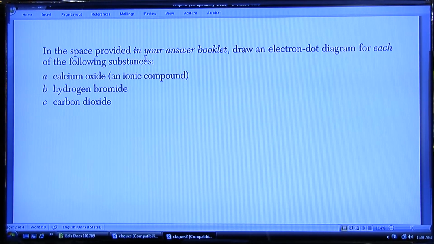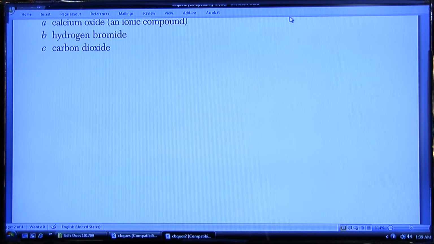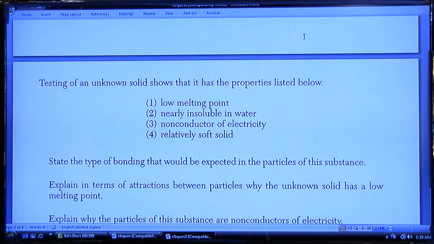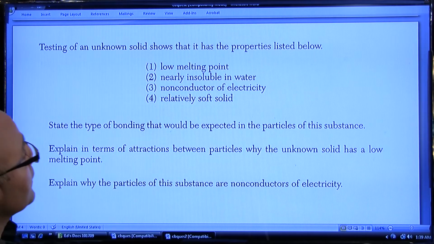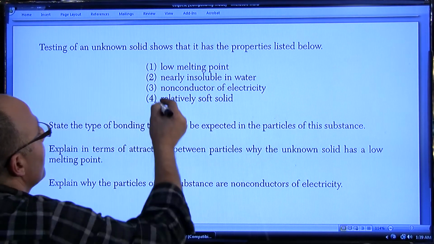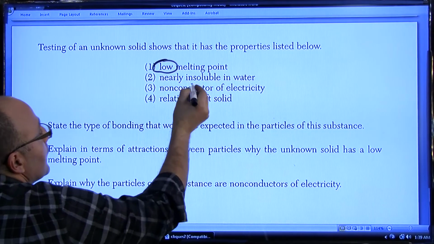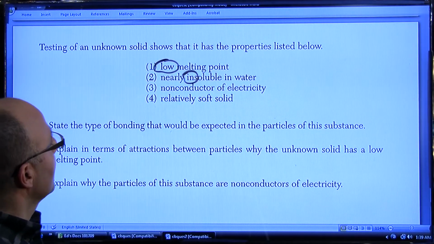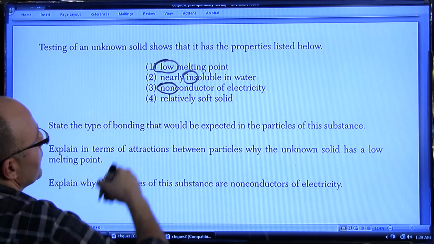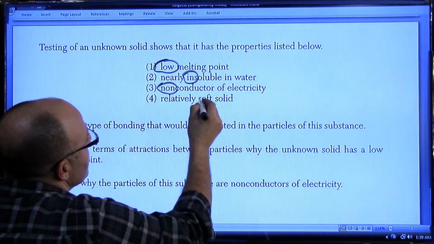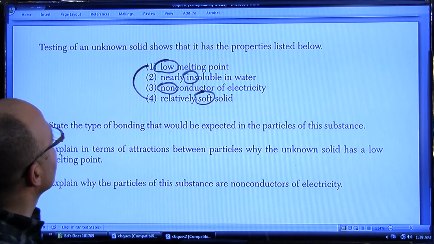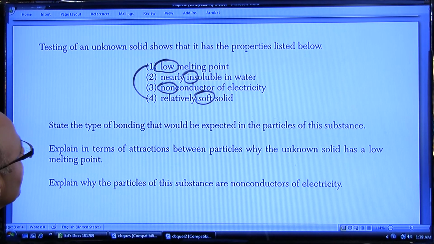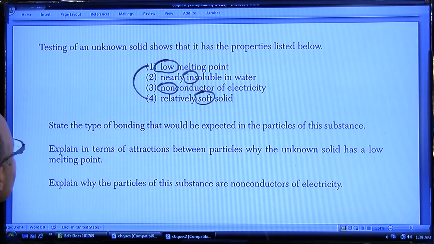And continuing, let's see, I think this is almost the last question in that. Testing of an unknown solid shows that it has properties listed below. Low melting point, nearly insoluble in water, a non-conductor of electricity, and relatively soft solid. Well, these pretty much go together. Properties 1 and 4. If it has a low melting point, then it has to be a soft solid because it has weak attractions between the particles.